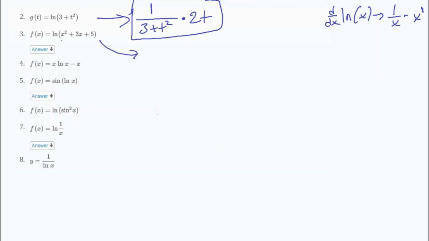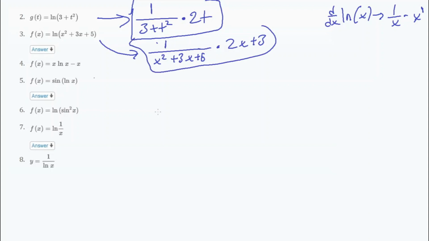And then number 3 is going to be ln of x squared plus 3x plus 5. Again, we could do the same thing. 1 over x squared plus 3x plus 5 multiplied by 2x plus 3. And that would be your final answer. And then number 4, we have x ln x minus x. So what we could do here is just use the product rule for this little thing going on here, x times ln x, and then negative x would just be the power rule. So we're using two rules here.